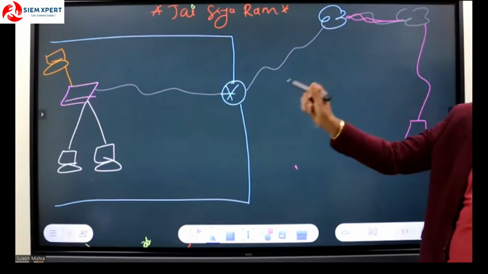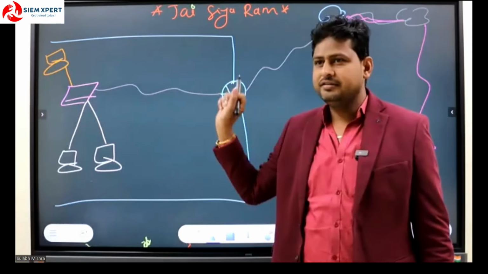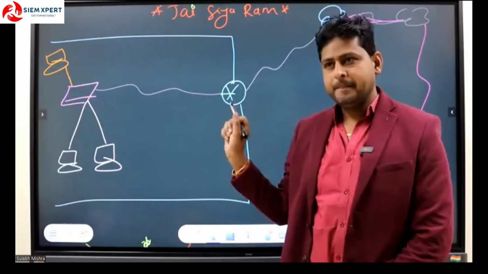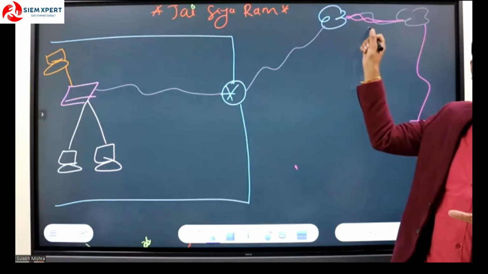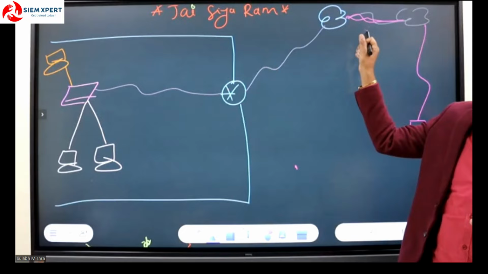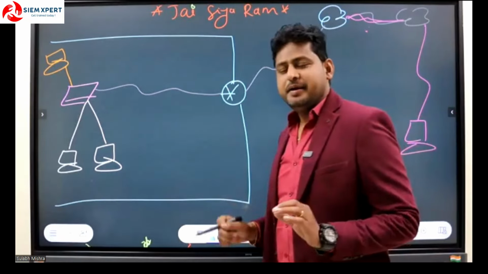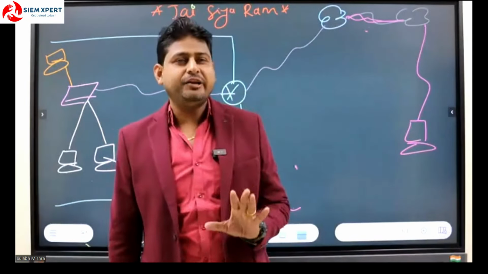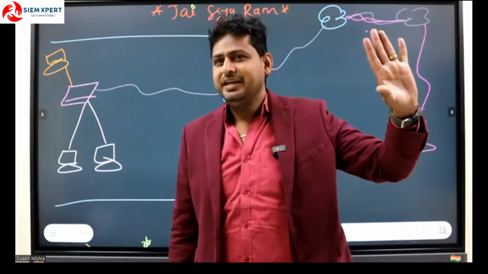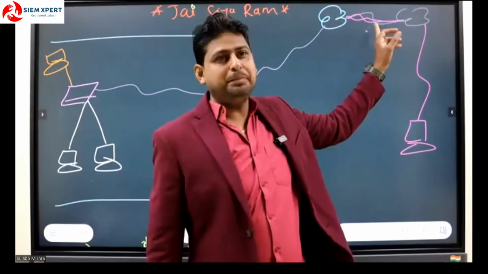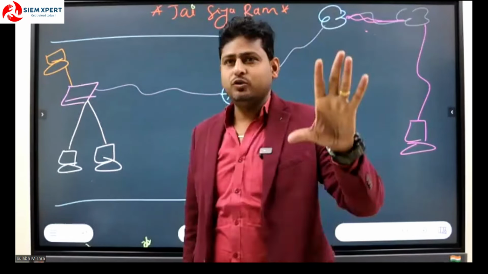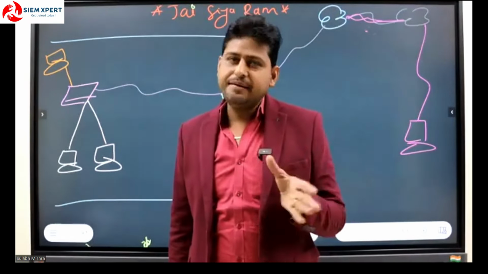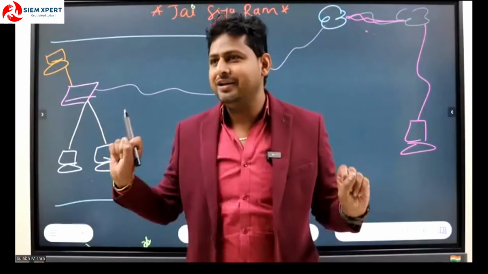Is this network public or private? Private. A public network means anybody can be part of it. Public network means it's a network of everybody. Public roads are public property. Everybody can use the road to drive a vehicle.